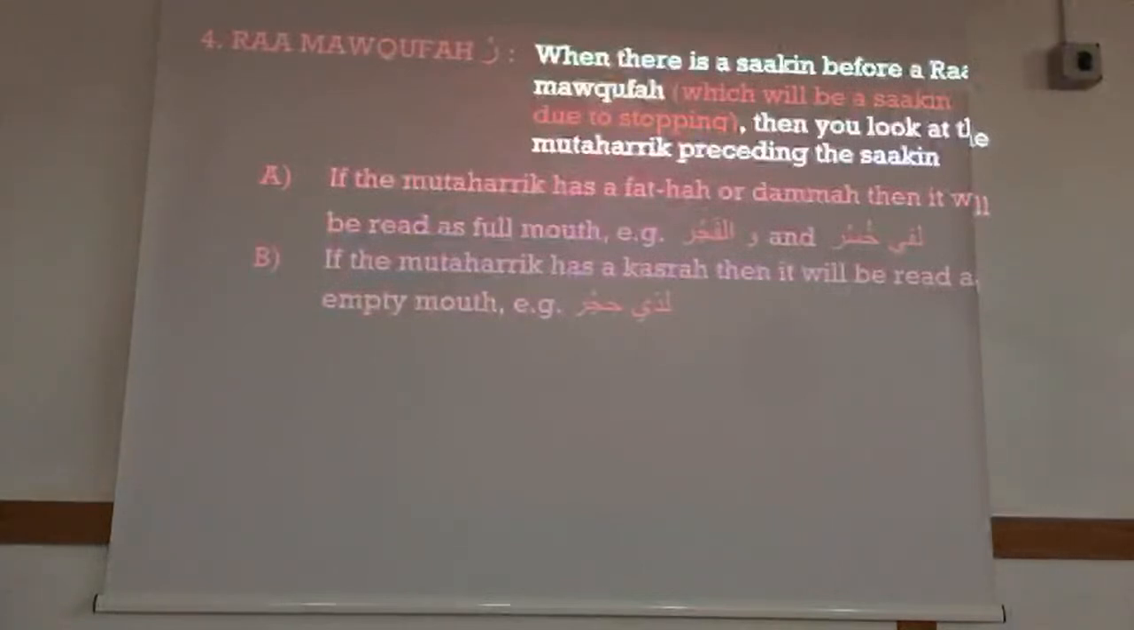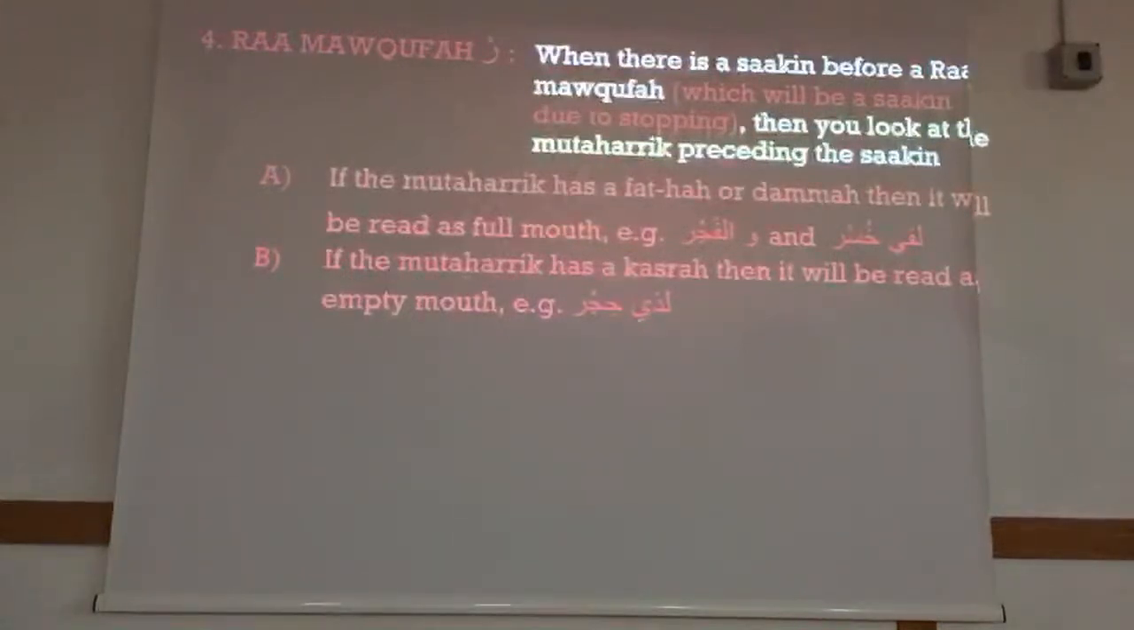So here look, khusrin, we have khus, we're going to stop on the ra, and before we stop on the ra, we need to find out, are we going to read the ra full mouth, or are we going to read the ra empty mouth? We look at the letter before, it's seen. The seen has a sukun, so we're going to look at the letter before. What's the letter before? Kha, which has a dhamma, or a pesh. So how are we going to read this ra? Full mouth.